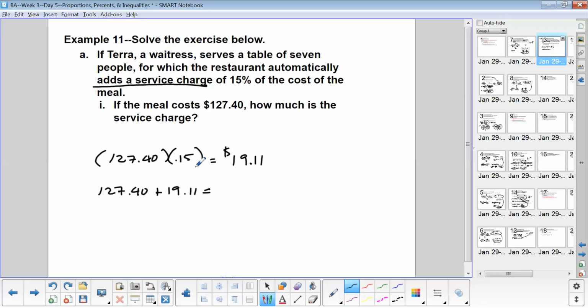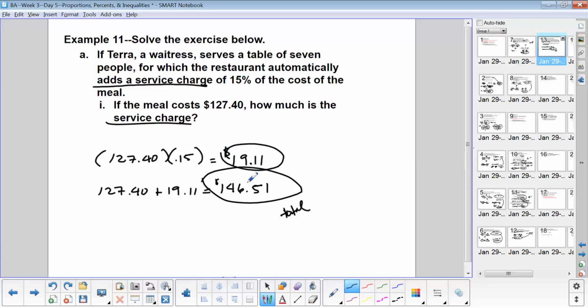And when you add that together, you get $146.51. So that table of 7, the total would be $146.51. The service charge would be that $19.11 because it was 15% of that total amount.